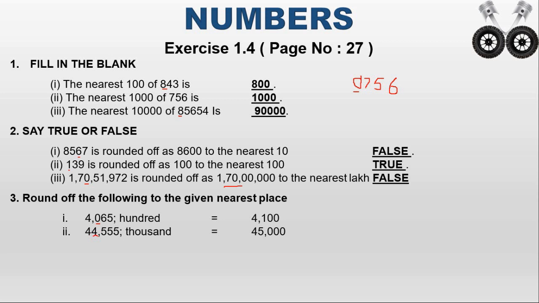Okay, so you have to look up the right side number, that is 5. 5 is equal to 5. That means you have to add 1 to the number. So 4 plus 1 will become 5. So 45,000.